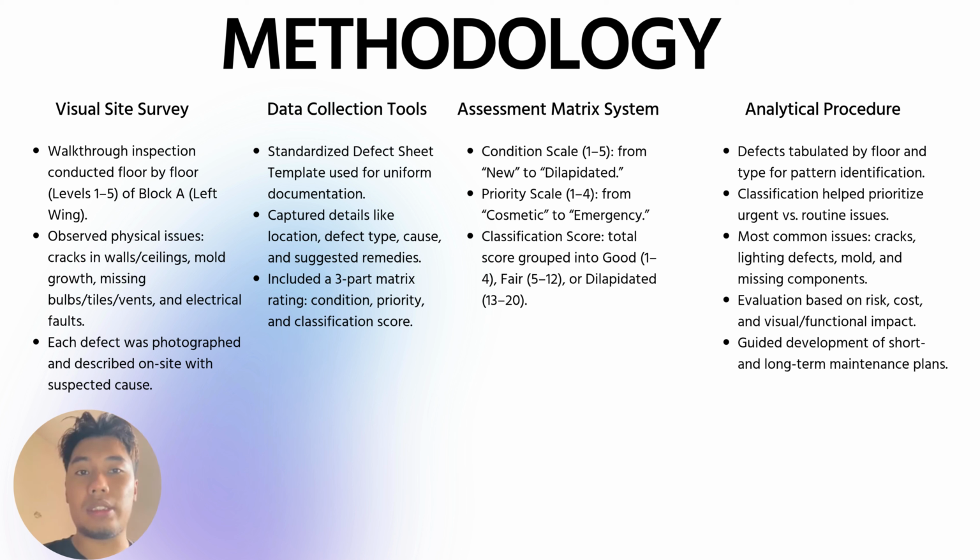So, first about the visual site survey, we conducted a walkthrough inspection floor by floor from level 1 to 5 of Block A at the left wing. Second, we observed physical issues such as cracks in walls or ceiling, mold growth, missing bulbs, tiles, vents, and electrical faults. Each defect was photographed and described on site with suspected cause.